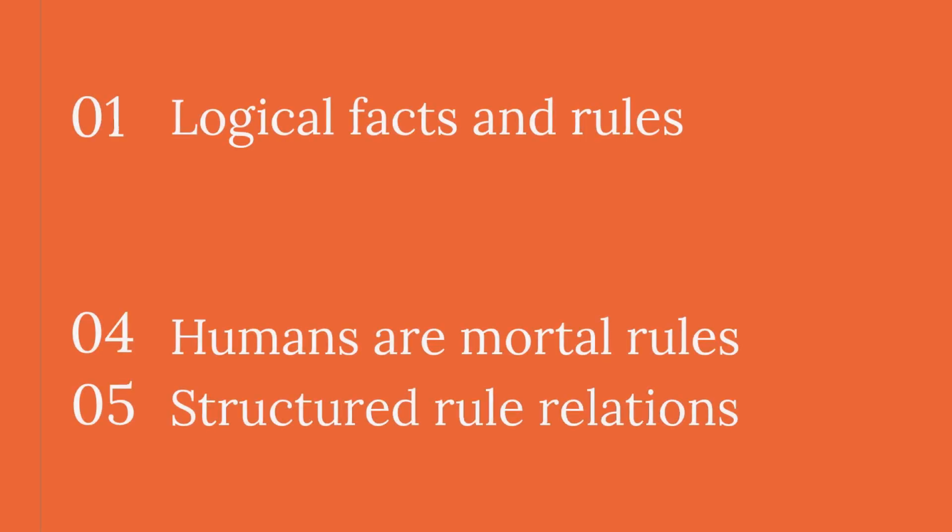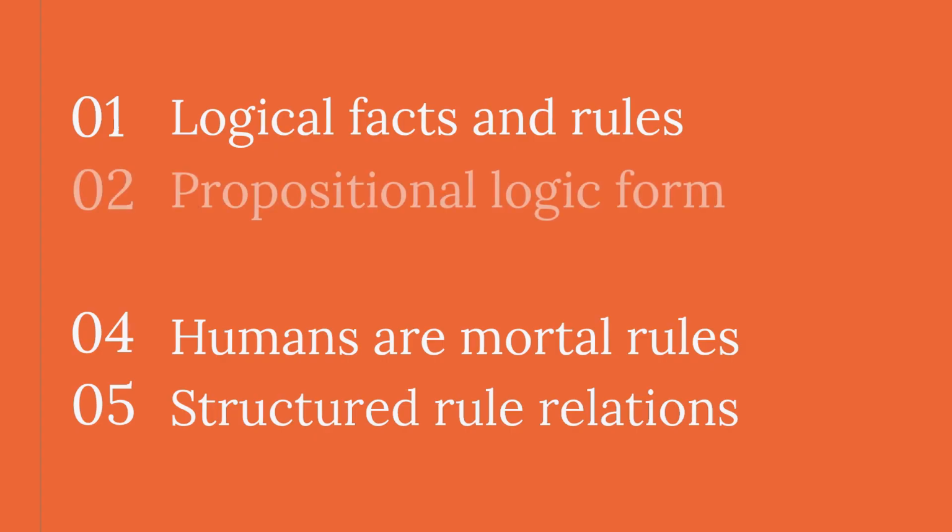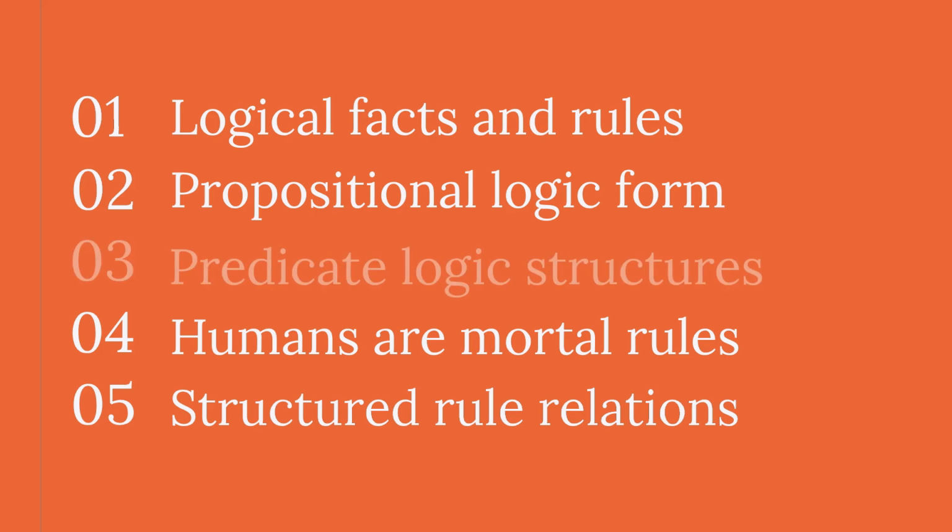Logical representation uses formal logic to express facts and relationships. The examples given include propositional logic and predicate logic. This method is suited to statements such as all humans are mortal, where rules and relationships can be written in a formal, structured way.